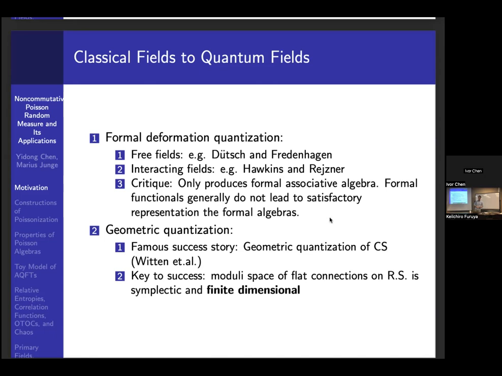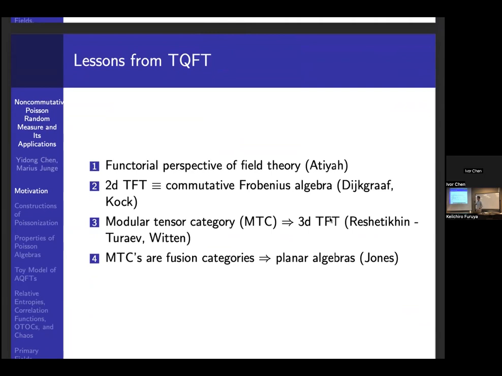Now jump over this slide. The most important perspective is that you see the famous story of 2D TFT. You're just looking at something called a commutative Frobenius algebra. And what is a Frobenius algebra? One way to look at it is that it's an associative algebra, it has a star, and it has a state. There are no analytic requirements on this algebra. It's a purely algebraic thing. And then, of course, you have these other approaches that, from the operator algebra perspective, relate to Jones subfactor theory.